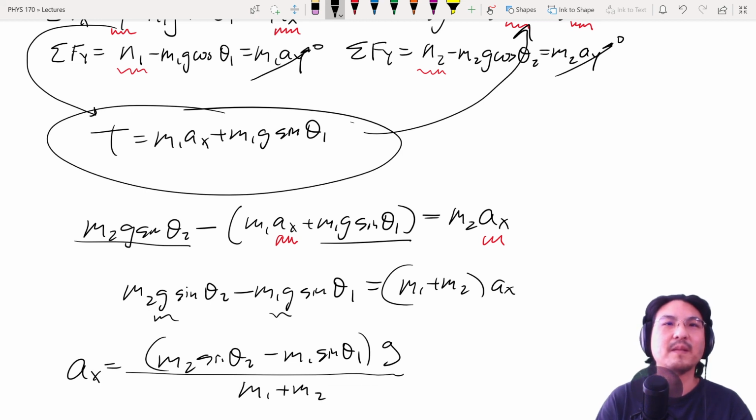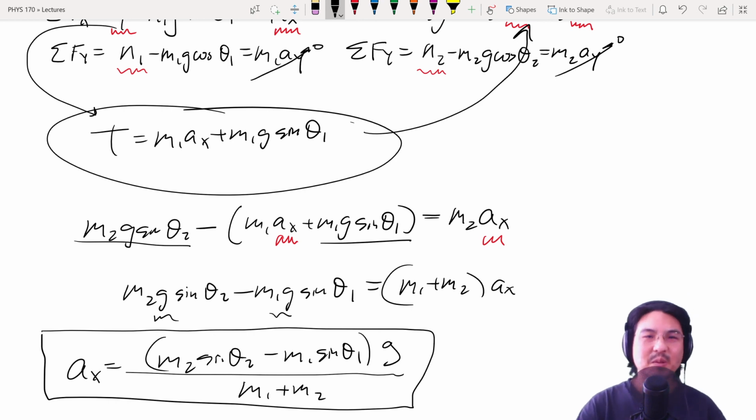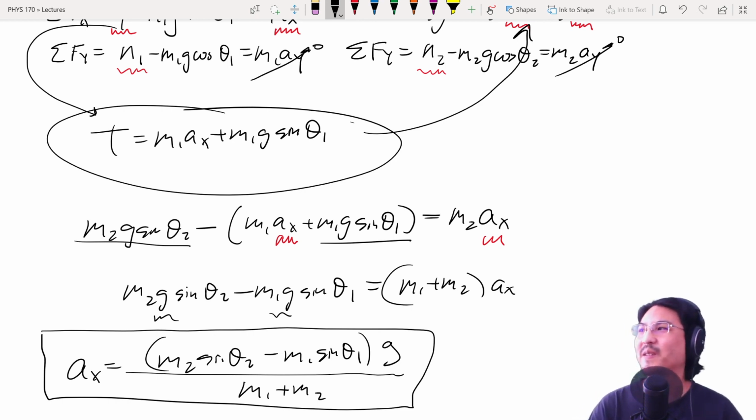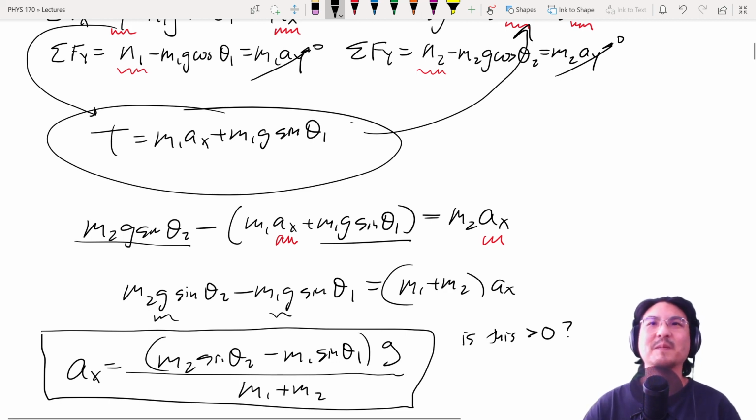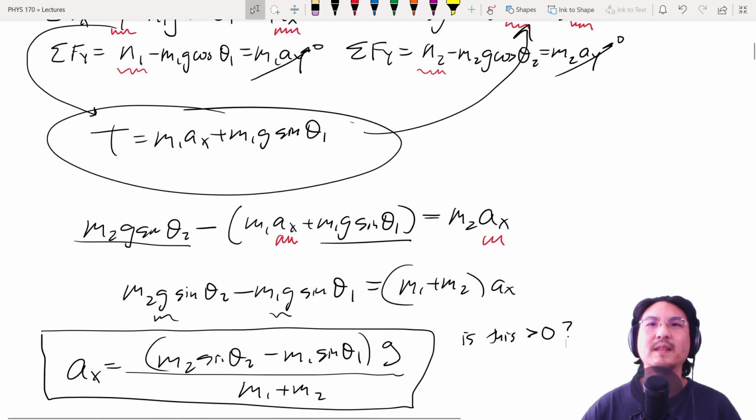So all I have to do is plug in the numbers and then check: is this greater than 0? If it is, then I picked my coordinates correctly and it's moving toward the right. Or if it's less than 0, then it just means it's moving in the negative x direction, and they're actually sliding to the left. Okay, so I'll see you on the next video.